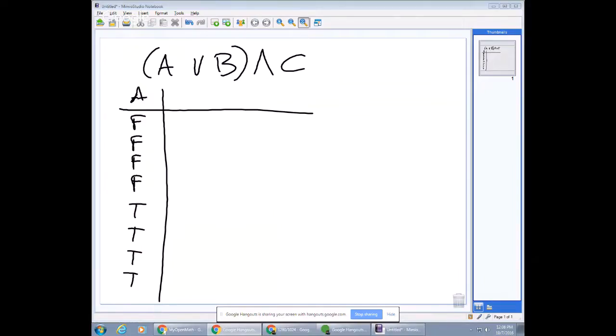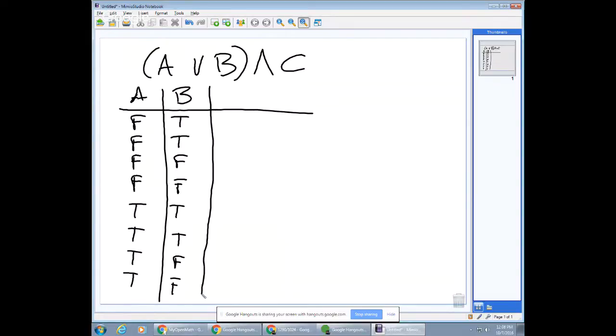Okay. All right, so next we play with B. Since A went 4 and then 4, B is going to go by 2s, which is the pattern that the book uses. So we go true, true, false, false, true, true, false, false. And then C will go every other one. So C will run true, false, true, false, true, false, true, false.